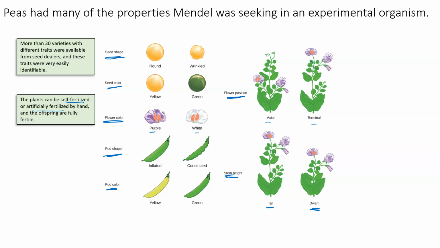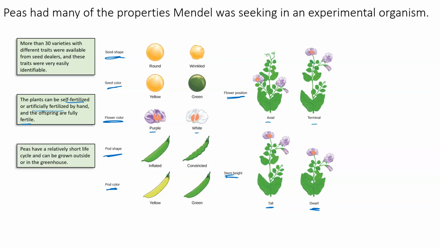Okay, and when he looked at the crossing of these traits, all of the offspring are fully fertile, which is a really important property, because if you make offspring that are infertile, it does you no good from a heredity or a genetic standpoint, because you can't take that plant to further generations.